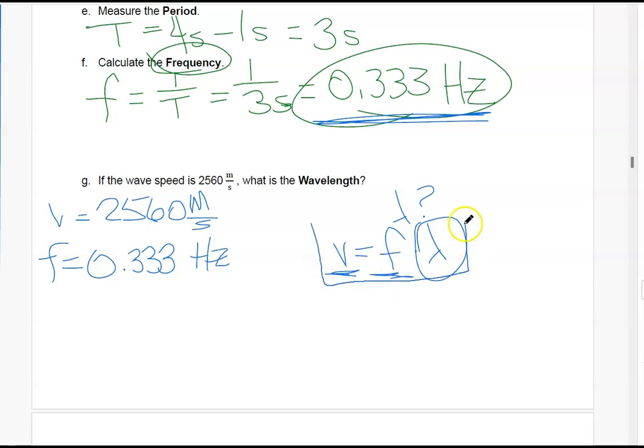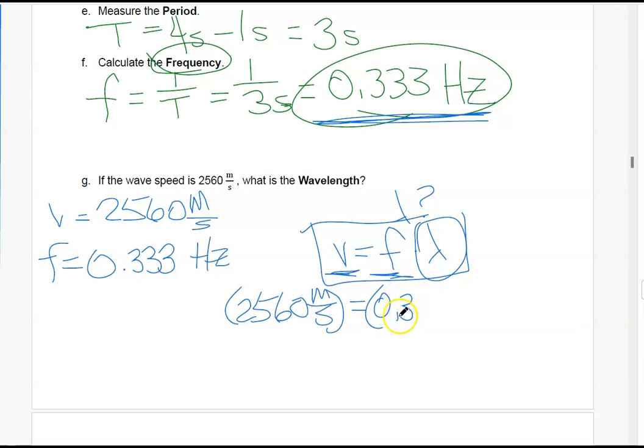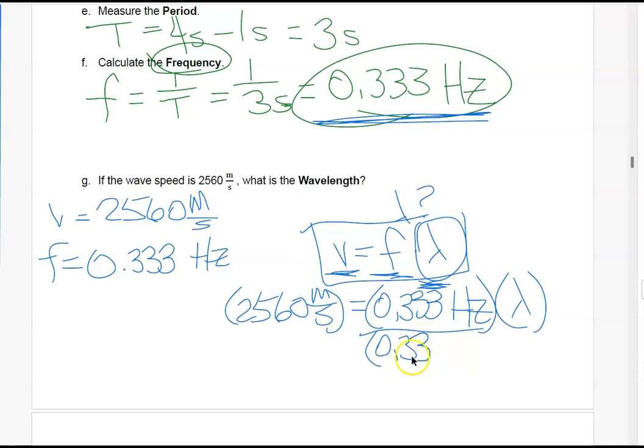So here we have this formula. Let's plug in numbers. The speed is 2,560 meters per second. That's equal to our frequency of 0.333, and that goes on forever. I'll just put a line there to remind us that it's repeating. Hertz times our unknown wavelength. We divide both sides by the frequency in order to get rid of the number on the right side of the equation. We do that on the left side as well. 0.333 repeating hertz, which is really per second.